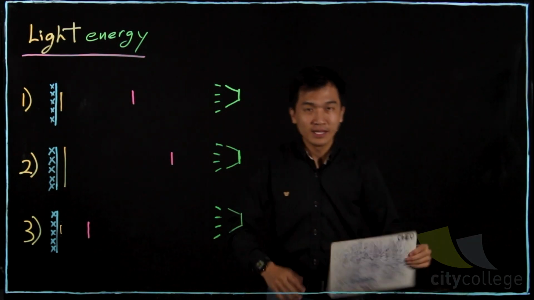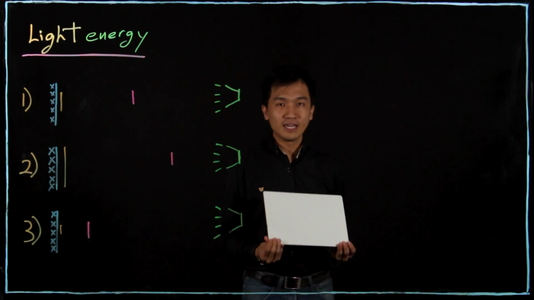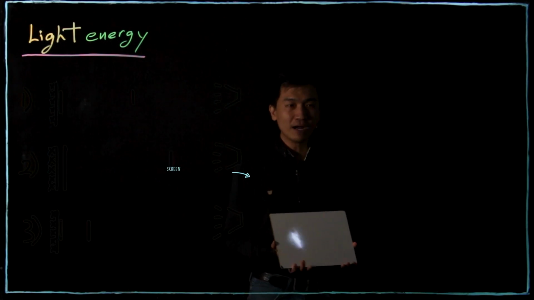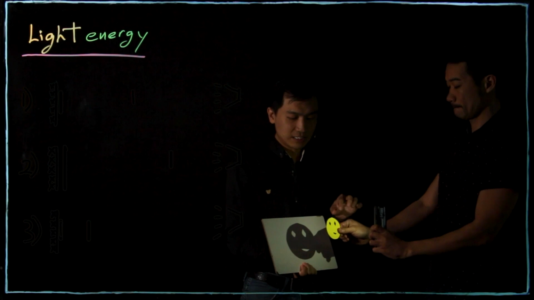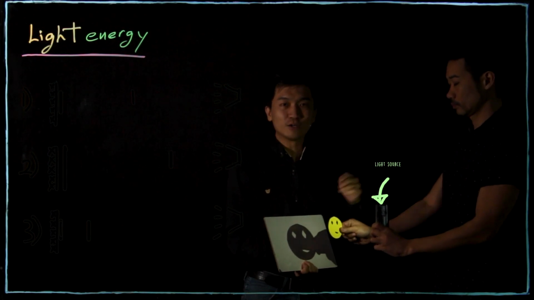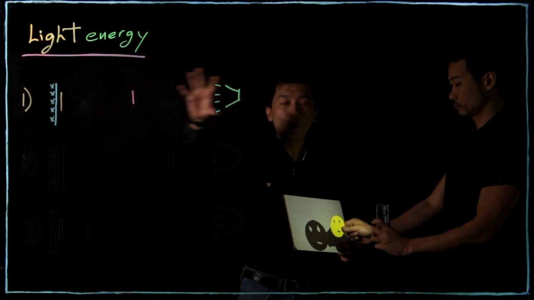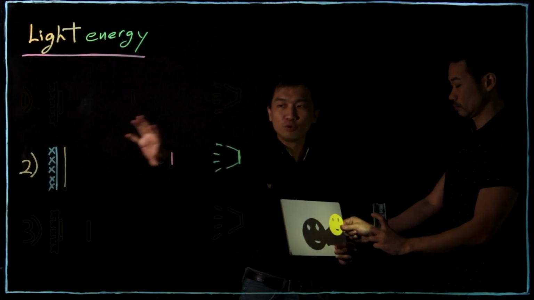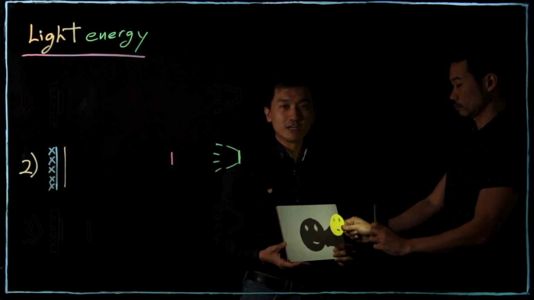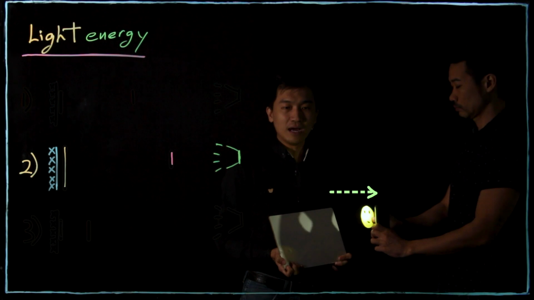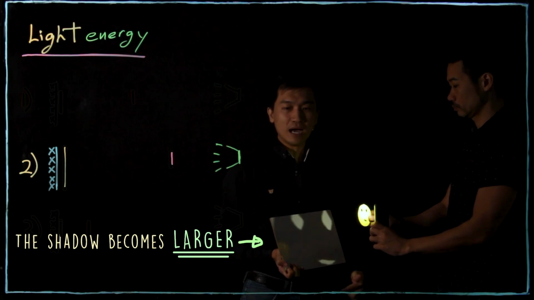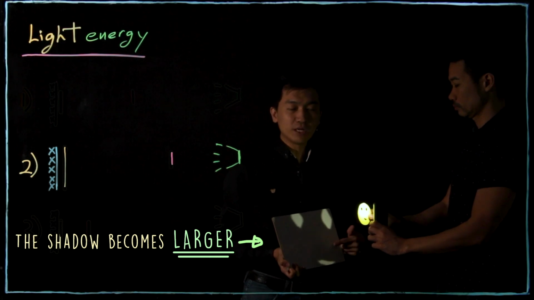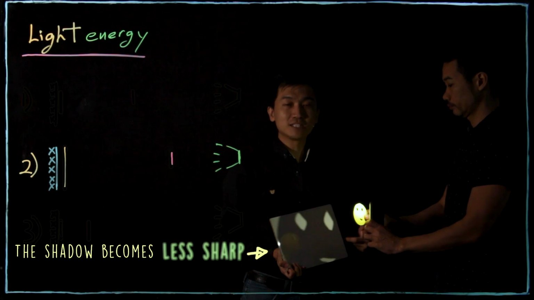All right? Now, how can we demonstrate that? Of course we can. So this, what I'm holding, is a screen. All right? And my friend Kenny is going to help us. What he's holding in his hand is the object and the light source. So what we have here is number 1. We're going to do number 2 by moving the object nearer to the light source. Did you see that? Can you see that the shadow has become larger or longer? But also I want you to notice that the shadow has become less sharp.